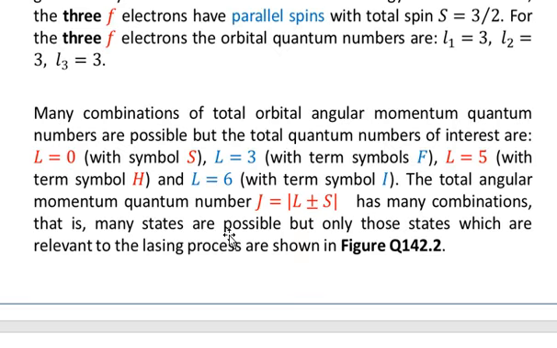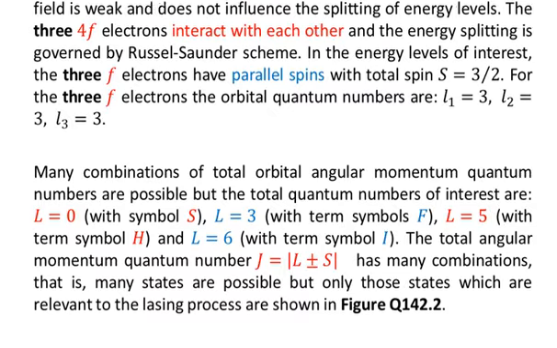That is, many states are possible, but only those states which are relevant to the lasing process are shown in figure 142.2. Before I move to this figure, I want to explain what capital L equal to 0, capital L equal to 3, capital L equal to 5, and capital L equal to 6 mean.